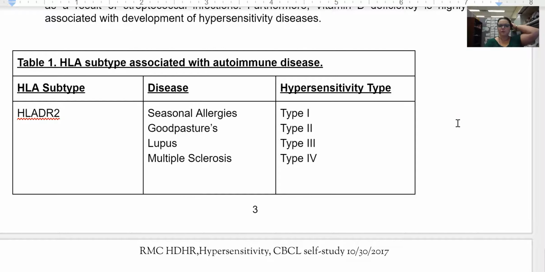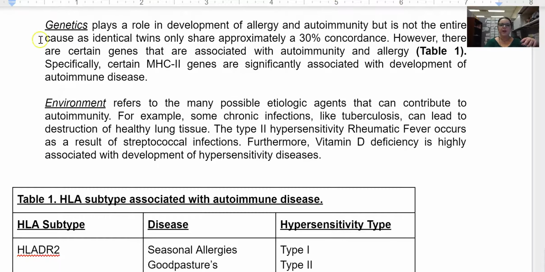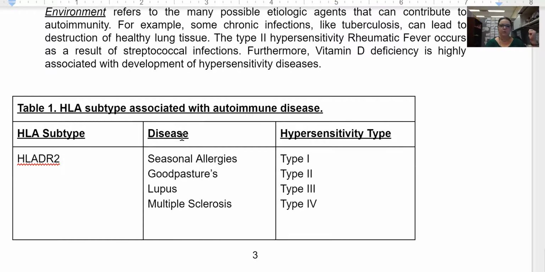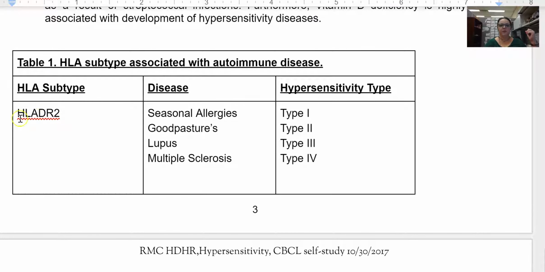So there are certain HLA subtypes that are more associated with certain diseases. And that's one of the genetic components that plays a role in why people develop autoimmune disease. So you can see that certain subtypes have a certain predilection for certain immune diseases. So HLA-DR2 is associated with multiple sclerosis, lupus, Goodpasture's, and allergies. These are diseases we more often see in patients of European descent.